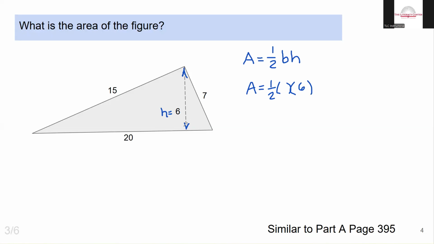And remember that the height points to the base. So this must be the base down here, and we want to use 20 for that value. So 1/2 times 20 times 6, and the answer you get when you multiply that out is 60. Now, we didn't use the values 15 and 7. That's okay. We want to learn to ignore the ones that aren't necessary to calculate the area.